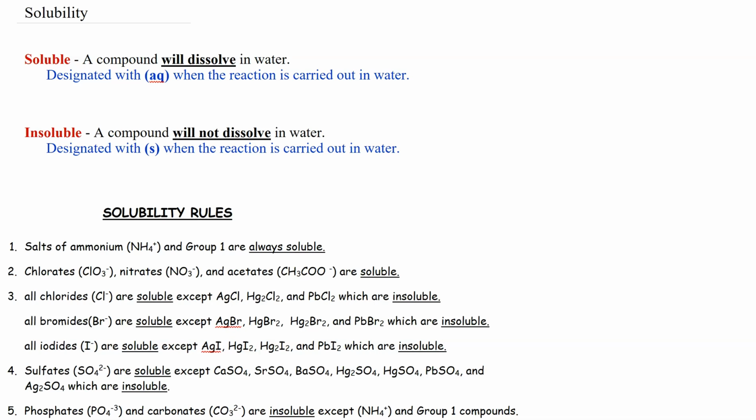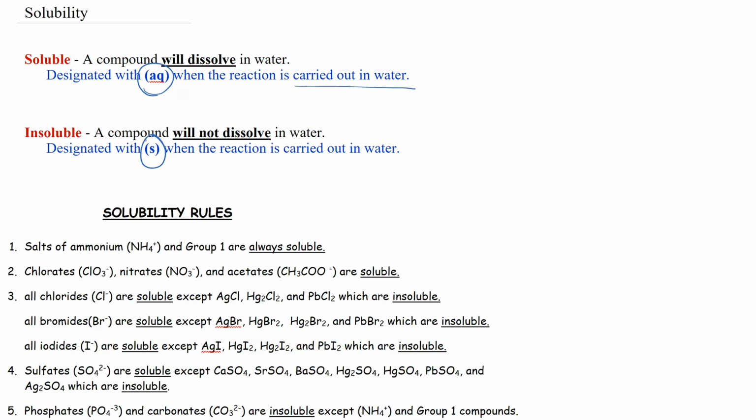As we just saw, soluble compounds will dissolve in water. When reactions are carried out in water, we're going to put an AQ as the state of matter for those compounds that dissolve in water. For the ones that do not dissolve in water, we will designate those with an S. So how do we know if it's going to dissolve in water without actually doing the experiment?